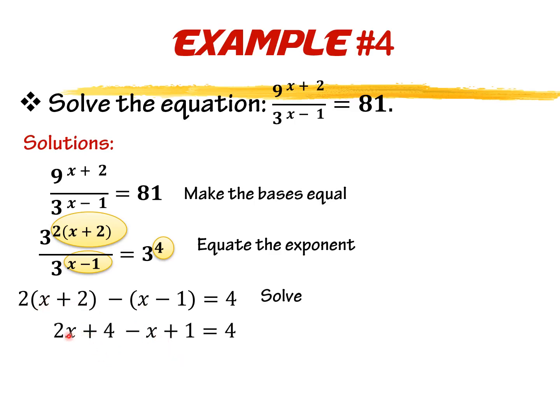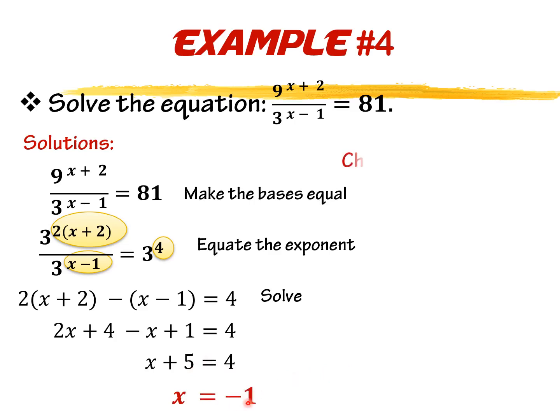We simplify first the left side, so that will give you 2x minus x, which is x, and then 4 plus 1, that will give you 5. So x plus 5 is equal to 4, and then we transpose 5, that will give you 4 minus 5. So your final answer will be negative 1.